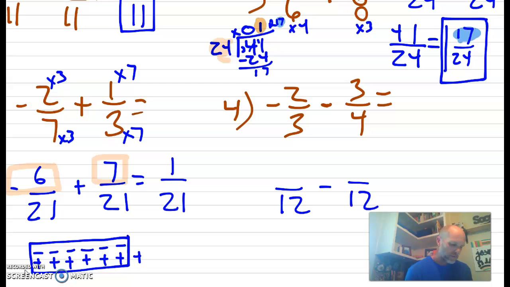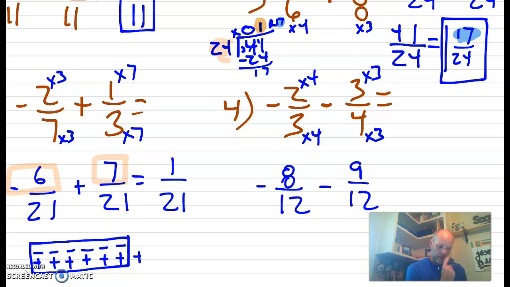Alright, so how do we get from 4 down to the 12? We multiplied by 3. And how did we get from 3 to 12? We multiplied by 4. So do the same thing. Be fair. Be fair to the numerators. So this one here is now going to be 9. And this one here, 2 times 4, is going to be 8. And that is a negative. Okay?